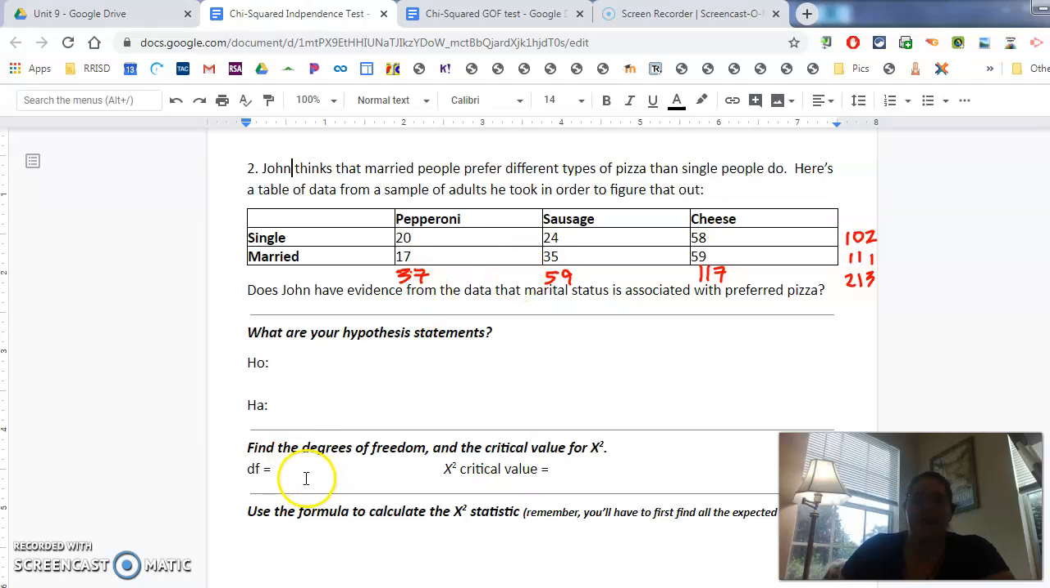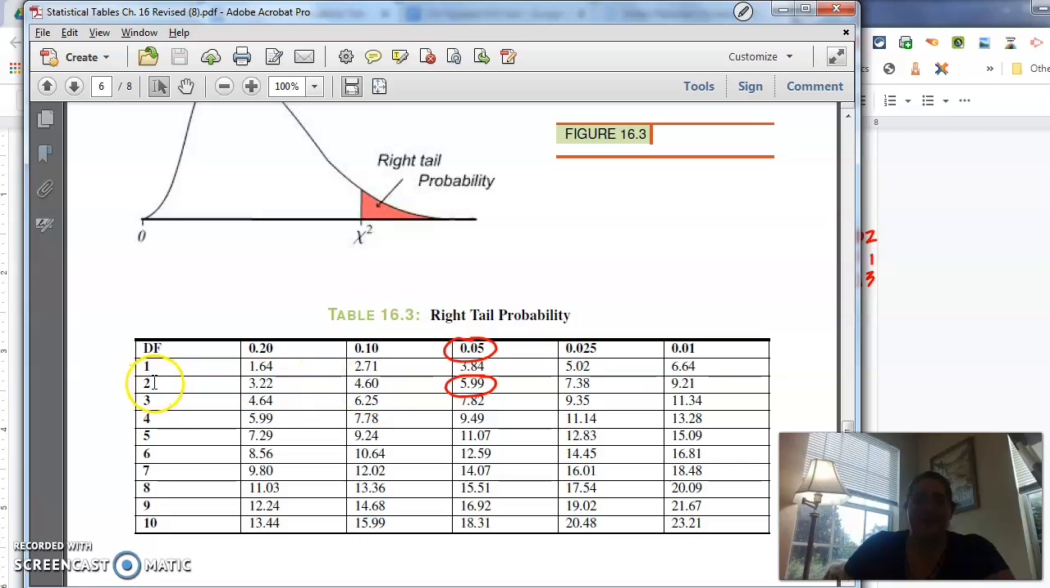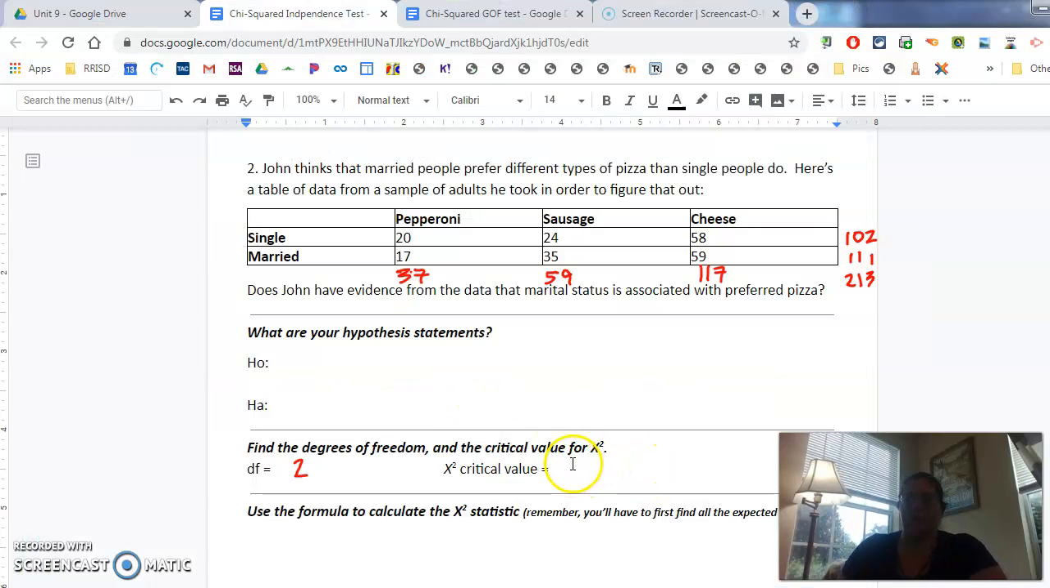Your degrees of freedom would again be rows minus 1 times columns minus 1. So we have 2 rows and 3 columns. So 2 minus 1 is 1, 3 minus 1 is 2, 1 times 2 is 2. Basically the same as the last one, just happens to be. Which means our critical value would be the same. So 2 degrees of freedom, 0.05, unless they tell you otherwise, would be 5.99. Oops, forgot the point.